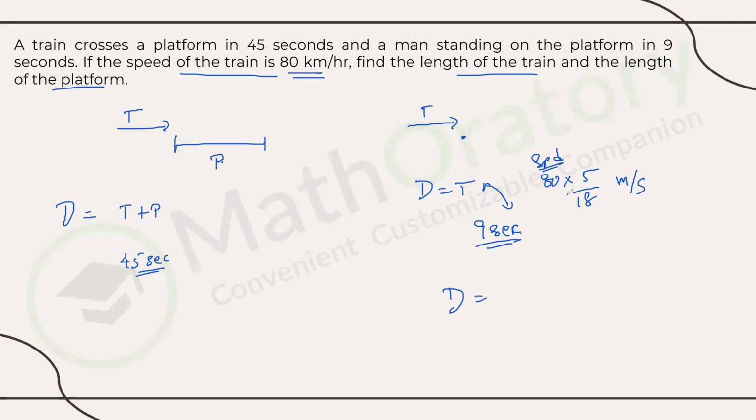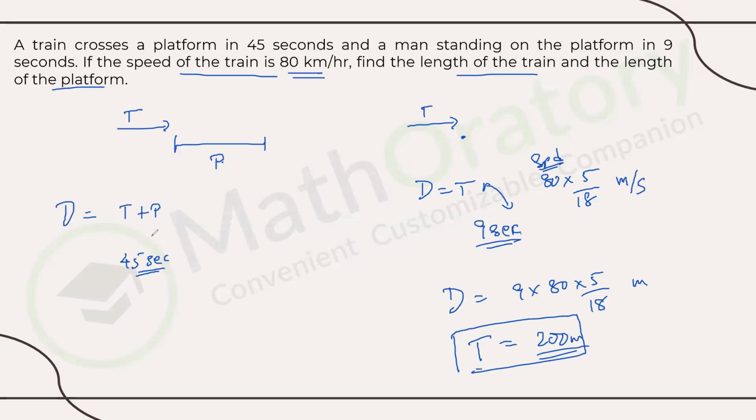So the distance will be simply speed into time. So we have 9 cross 80 cross 5 by 18 meters. So you get half, and then 80 or rather 40 into 5. So that is 200 meters, the length of the train. So this is the length of the train. I've indicated it with t. Let's use the same variable.